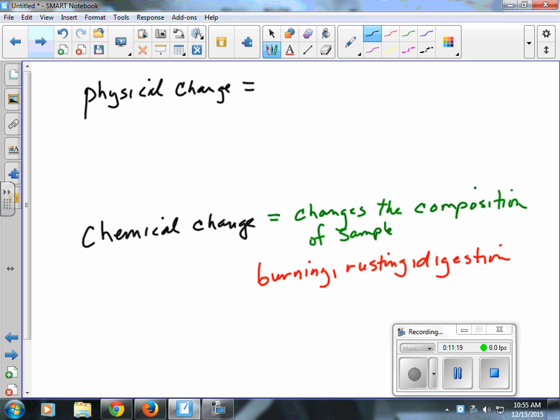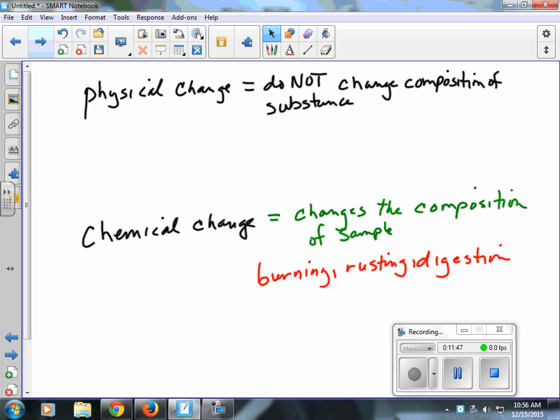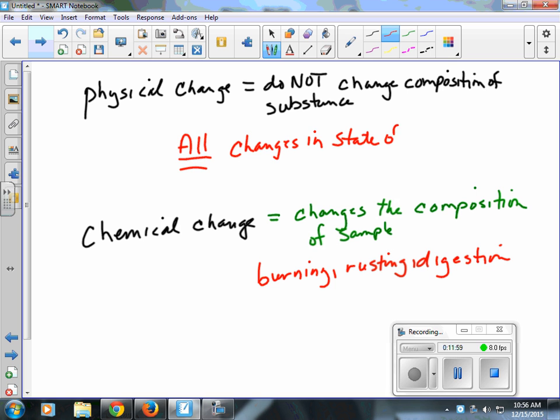Okay, physical changes do not change the composition. So, Kennedy, melting. You melt a piece of ice. Did it change its composition? What is the composition? Water, right? Okay, so that means boiling is still water, right? All changes in state of matter are physical.